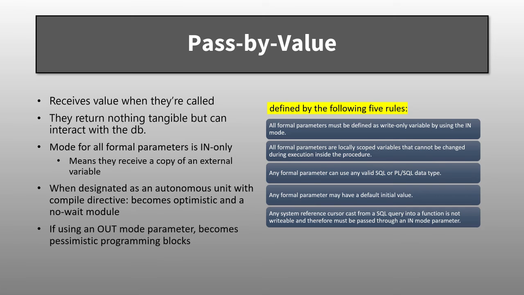But the pass-by values are defined by 5 rules. Formal parameters must be defined as read-only or write-only variables, and it's passing in, and you can't do much with it. Formal parameters are locally scoped variables that can't be changed during the execution, so there's no manipulation of those variables. Can use any data type. Any formal parameter may have a default initial value. Any system reference cursor passed into this is not writable and therefore must be passed through an in-mode parameter. So that's a pass-by value procedure.